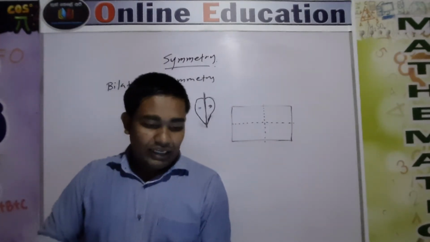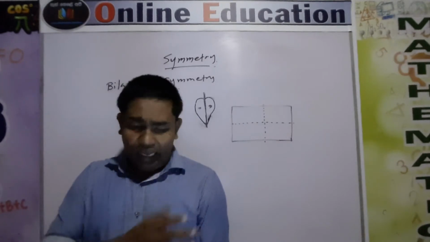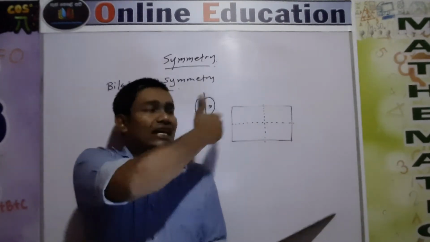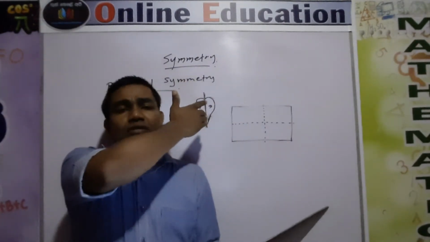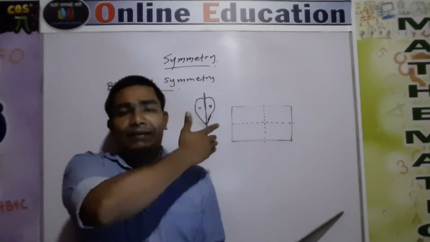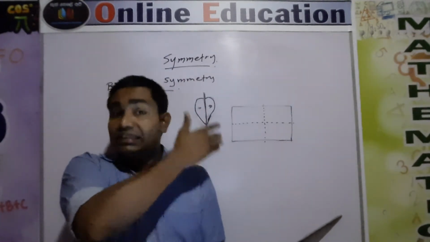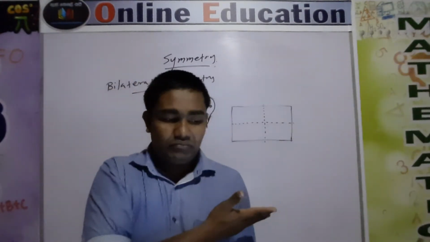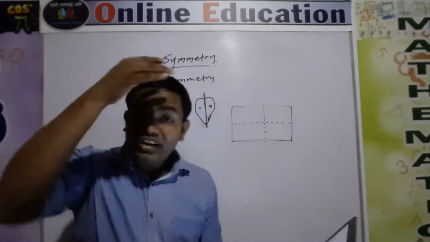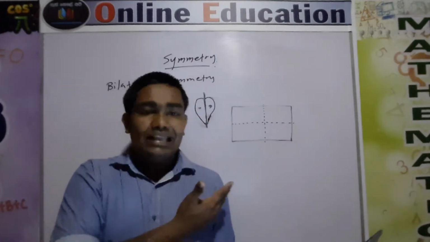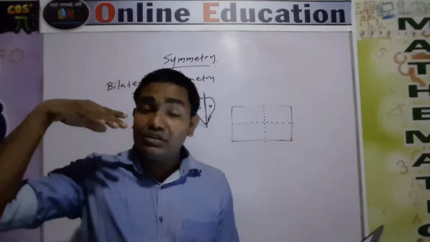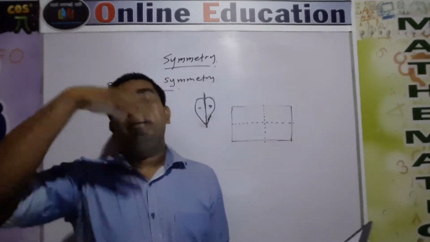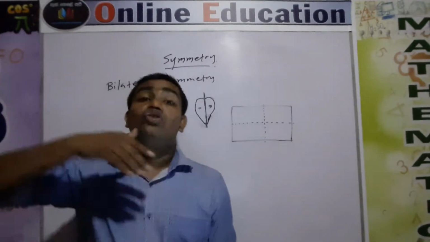Okay, next one. I told this also. These two shapes should be same and the area should be same. That's also a requirement for bilateral symmetric figures. If these two areas are not equal, there is not a bilateral symmetry for that figure. That you need to understand.